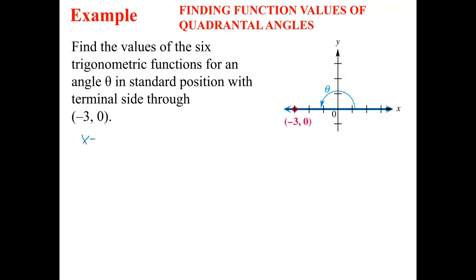What's my x value? What's my y value? What's my radius? It's 3. You can use Pythagorean theorem and also just look that, hey, this point is 1, 2, 3 units from 0. I guess it's 0 to 3. Okay? On your own, go ahead and find all 6 trigonometric functions for theta.